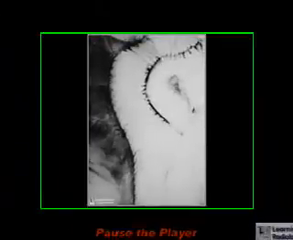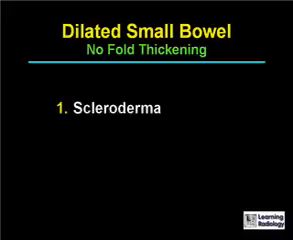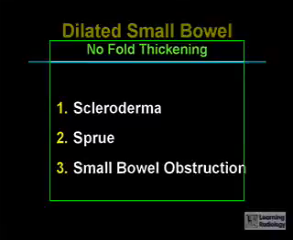This is your next differential diagnosis. The differential is for dilated small bowel with no fold thickening. There are 3 causes listed. The differential diagnosis for dilated small bowel without significant fold thickening includes scleroderma, sprue, and a mechanical small bowel obstruction.